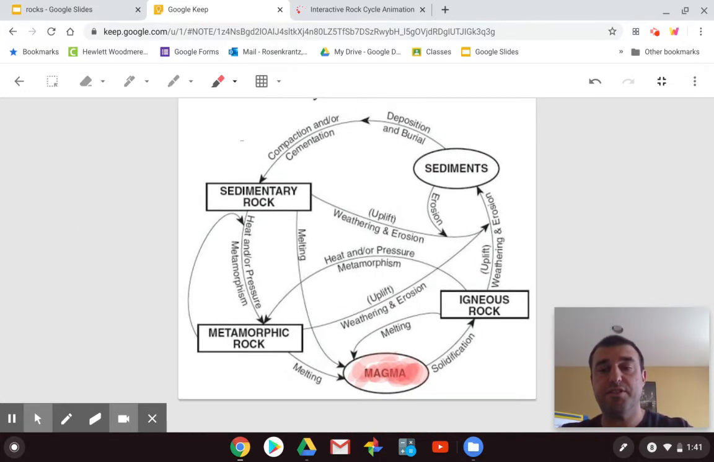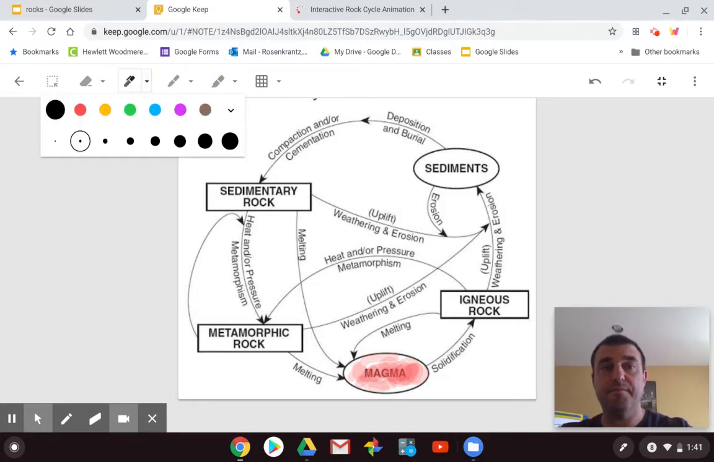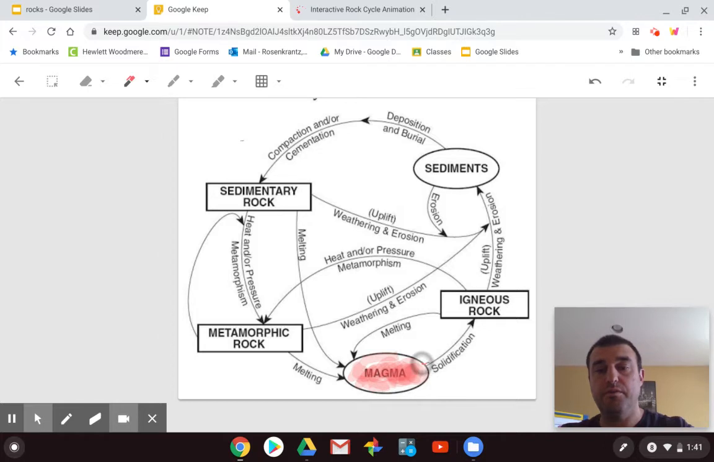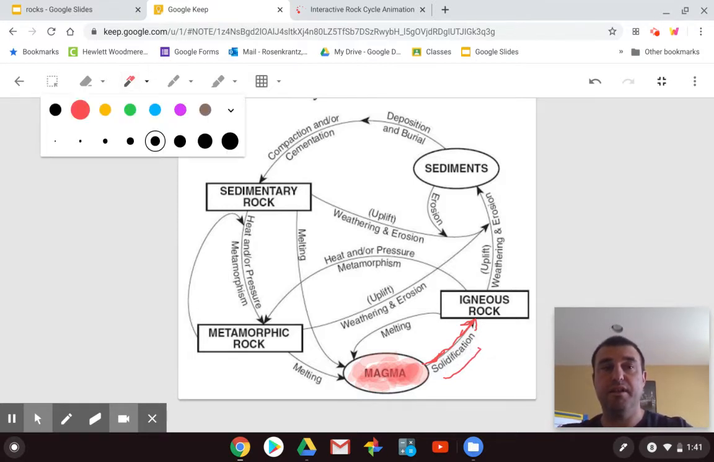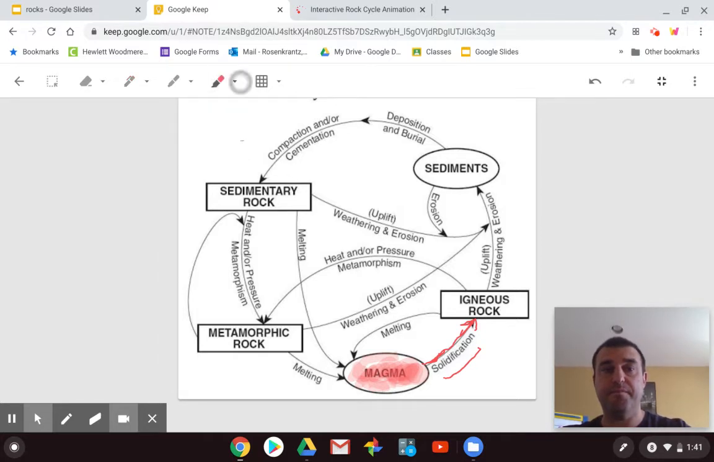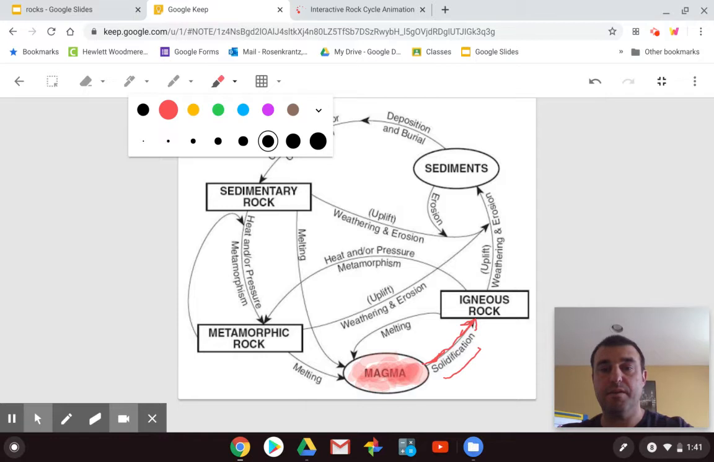If it's above the surface, it's called lava. So if that magma cooled, we would say it became a solid. So the act of becoming a solid is called solidification. So if the magma solidifies, it then becomes an igneous rock. Okay? Right here.